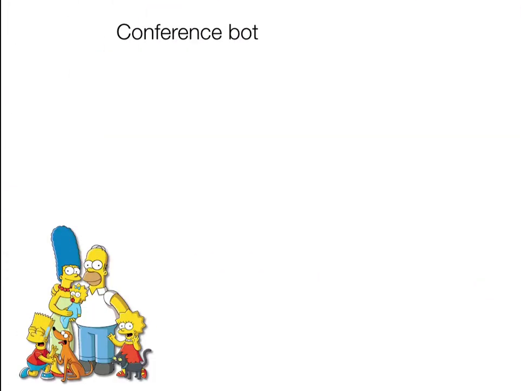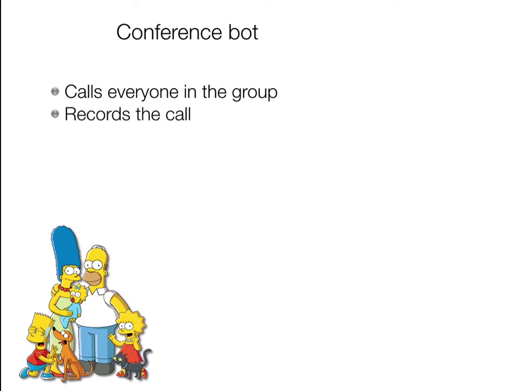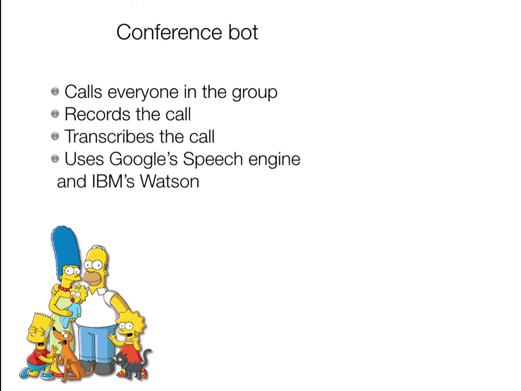So next example is a voice bot. First of all, it allows us to use To-Go to have audio conferences without changing To-Go. So the way it works is we have a bot inside a group and we ask him to call us, the bot calls, and he connects all the people in the room. He can record the calls, he can transcribe the calls, and the way the transcription works is using both Google Speech Engine and IBM's Watson.